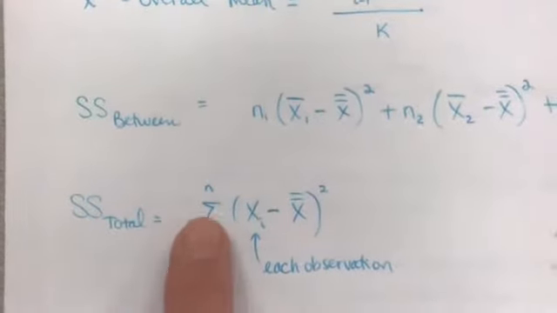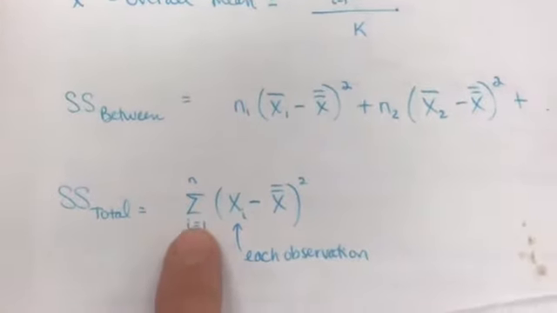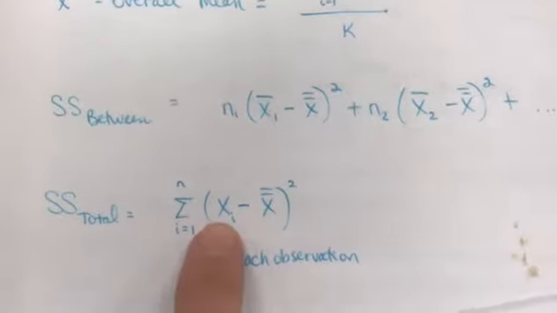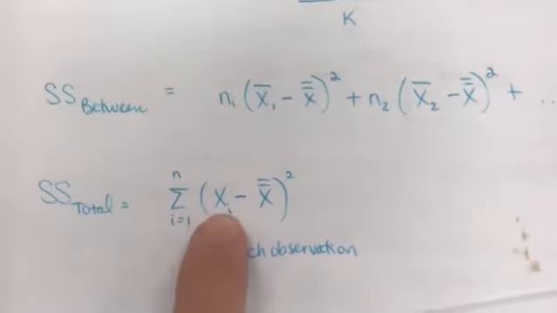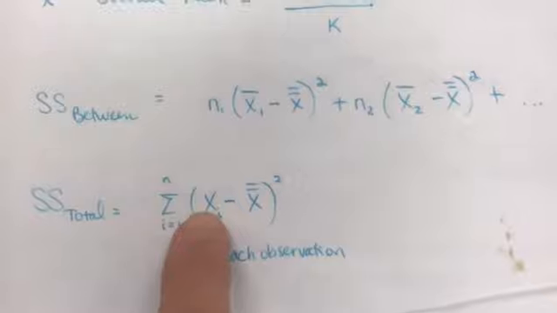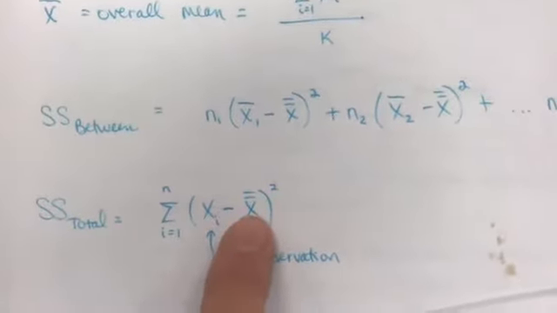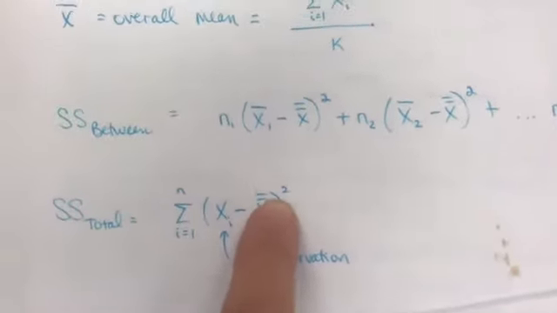So what this says is I'm going to add up, that's a summation sign, each observation. I'm going to have 13 of these because I had 13 observations. You're going to take each observation minus the overall mean and then square it. So you're going to have to write really tiny. Let me show you what I mean on this one.